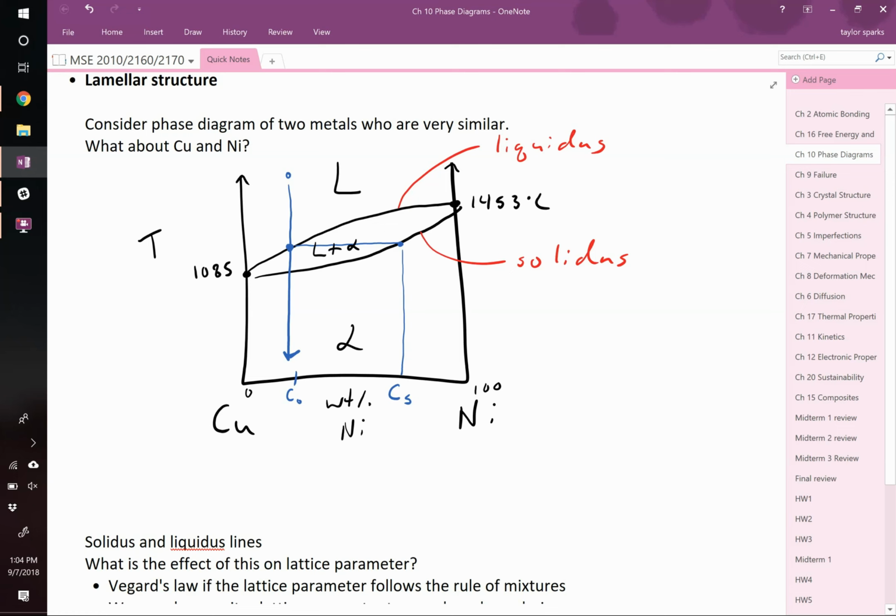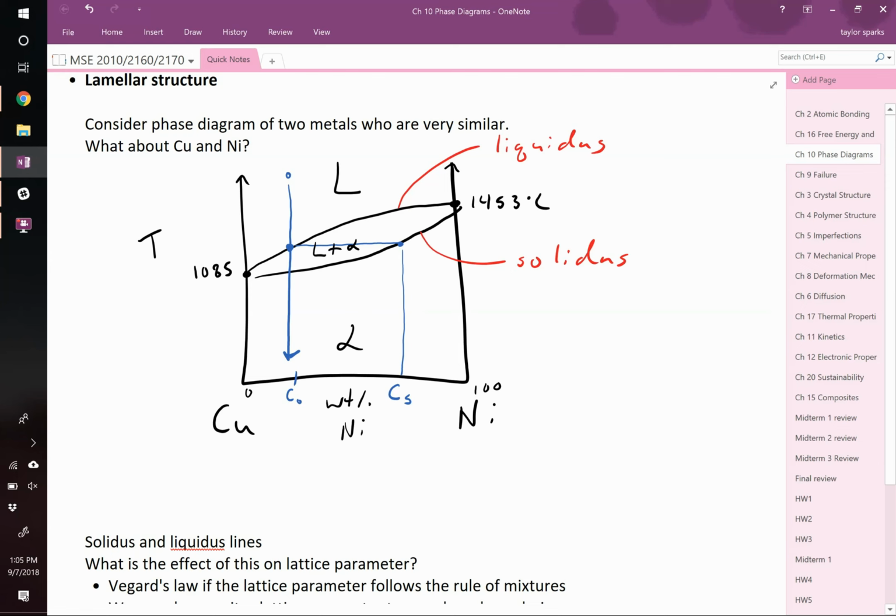This is because this is how these diagrams work. The phases that exist in a two-phase region, the borders on the left and the right tell you what the composition is of those two phases. Since it's liquid on the left and it's solid on the right, the alpha on the right, that's going to tell you the phase of the composition of those two phases.